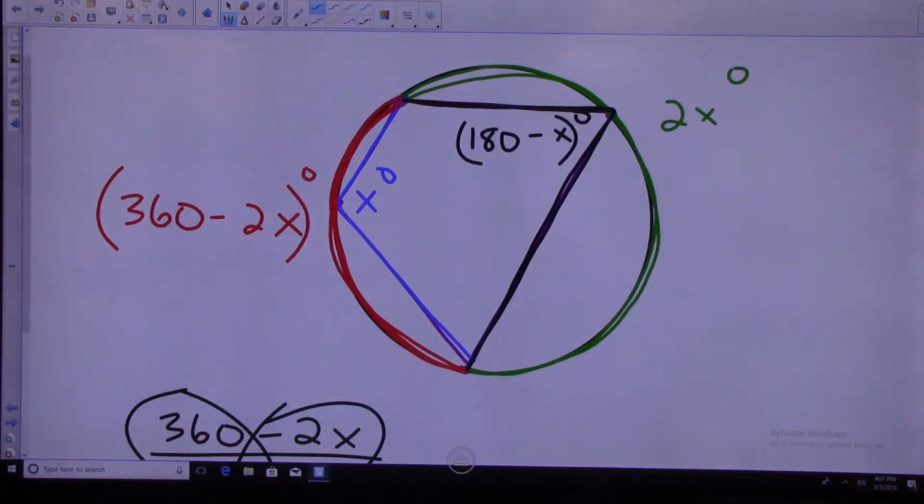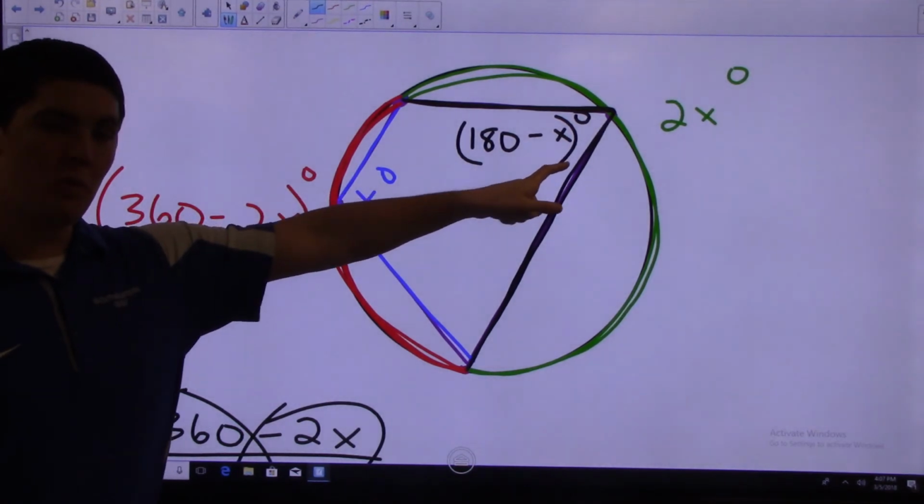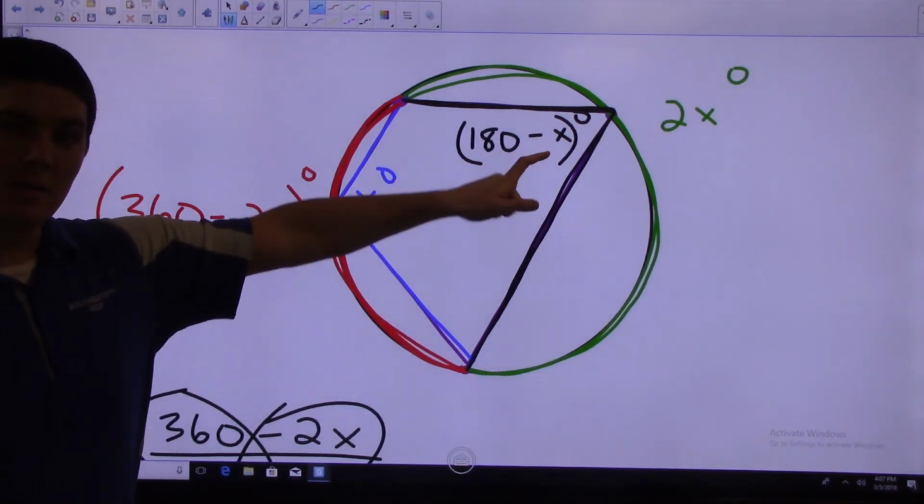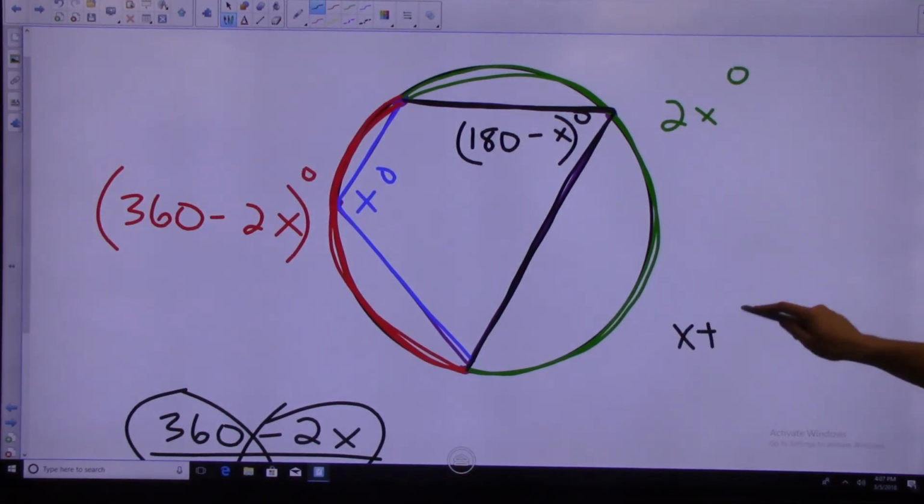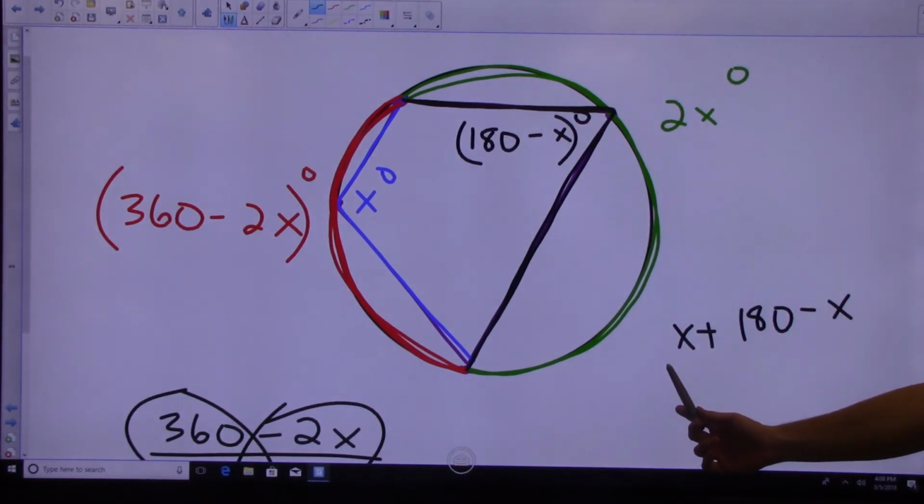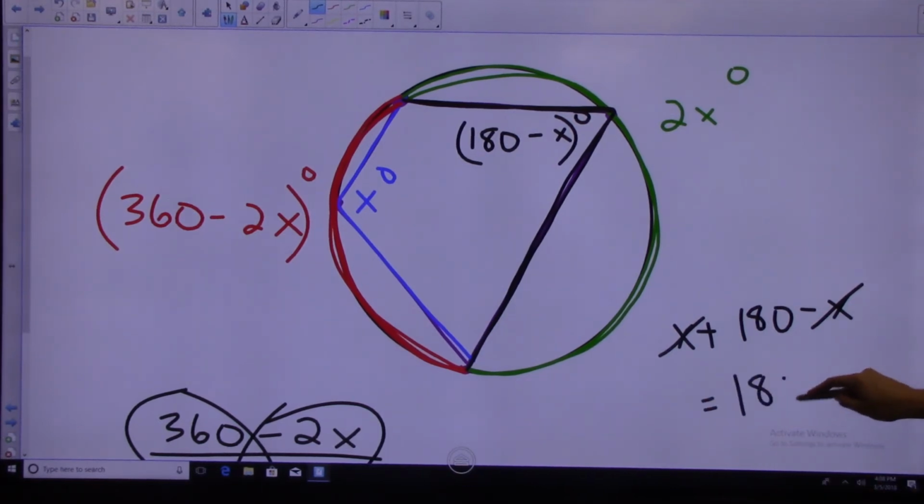Now, I don't know if you see it yet. Look at these two. What's the relationship between x and 180 minus x? I'll give you a hint. If we add them together, what happens to the x's? Well, x plus negative x, the answer is 0. So what are we left with? 180 degrees. So what does that mean?